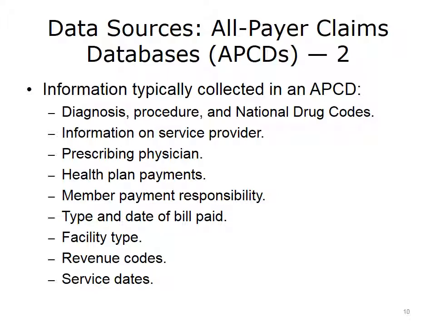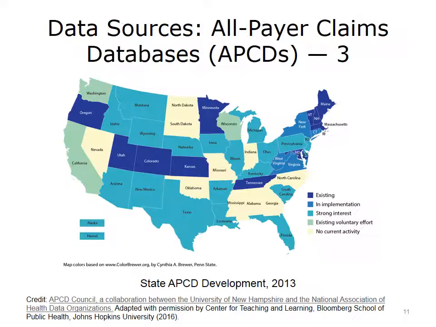According to the APCD Council, information typically collected in an APCD includes diagnosis, procedure, and medications. Information on service provider, prescribing physician, health plan payments, member payment responsibility, type and date of bill paid, facility type, revenue codes, and service dates. This map shows the coverage of statewide all-payer claims databases. As shown, a considerable number of states have existing APCDs or are in the process of implementing one.